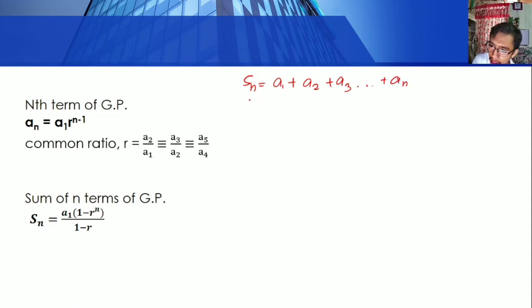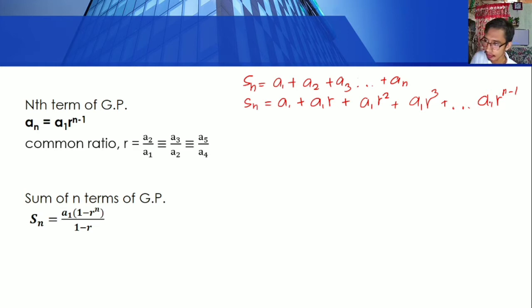So, sabi natin, sum of the n terms is equal to a sub 1 plus, para makuha natin yung a sub 2, i-multiply natin sa common ratio yung a sub 1. So, a sub 1 times r plus a sub 1 times r squared plus a sub 1 times r raised to 3 plus hanggang makarating tayo sa last term natin, which is a sub 1 times r raised to n minus 1. So, this will be our equation 1.